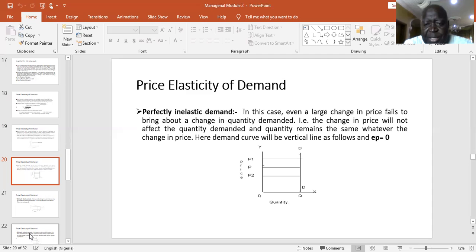Whether the price is 10 naira or 20 naira or 30 naira, quantity demanded remains the same because the demand curve is static. In most cases, the closest example you'd use for this is life-dependent products, like somebody who is diabetic and is hooked to insulin. It's a matter of life and death. No matter the price of insulin, the diabetic will always demand insulin. So regardless of the price, these are two extreme ends of the elasticity concept.